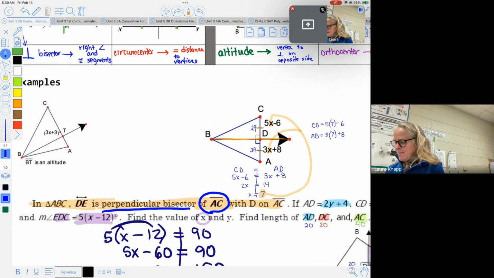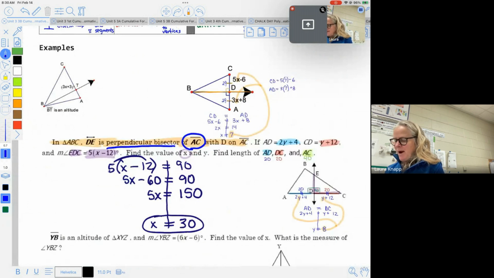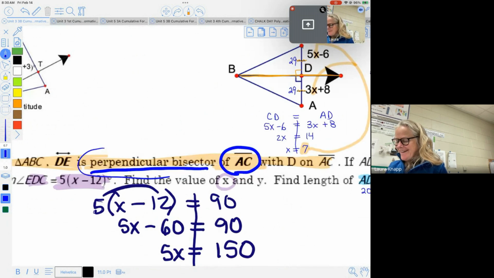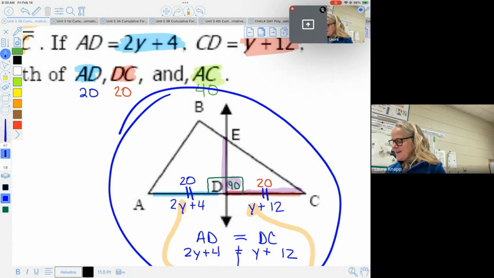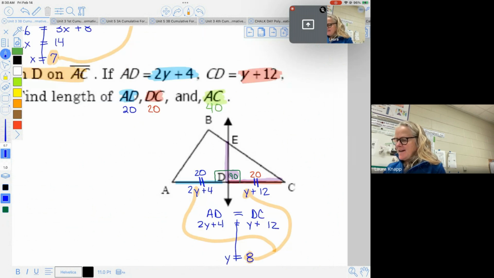Okay, you can see that if you want to pause. All right, and then this problem, right? How do I know it's a perpendicular bisector? Because of this. And there's a drawing, okay? And you can see the perpendicular, you can see the tick marks, you can see I've labeled everything there. The AD is 2y plus 4, so that's how I got this in the right place. And the CD is y plus 12, so that's how I got this in the right place. All right, and then I solved it because they're equal. You get y is 8, and then you can plug the 8 in and get that they're both 20. That's it.